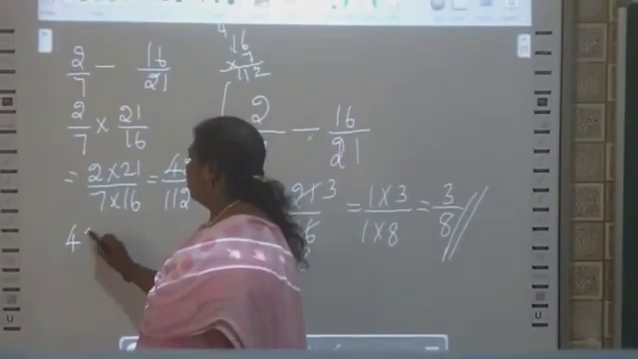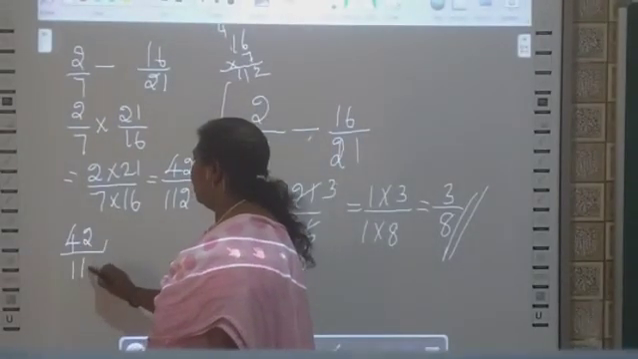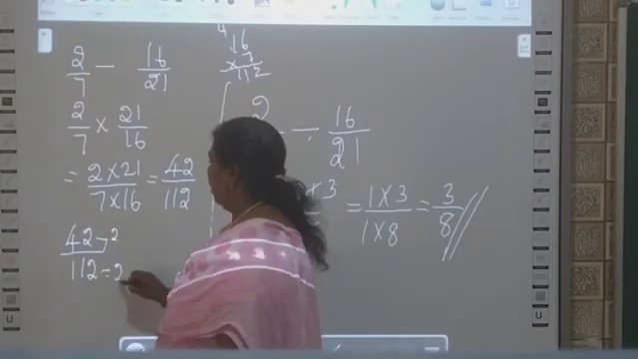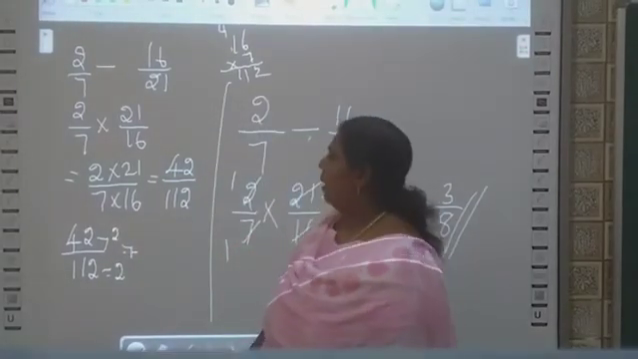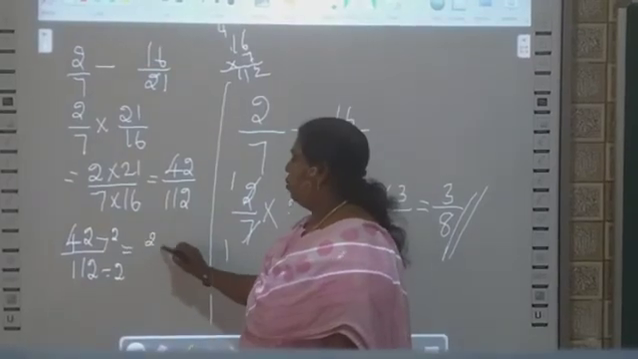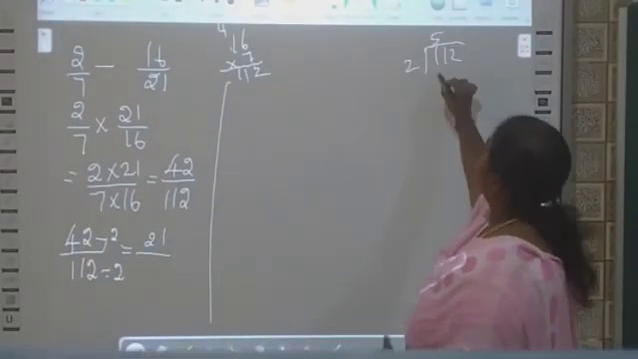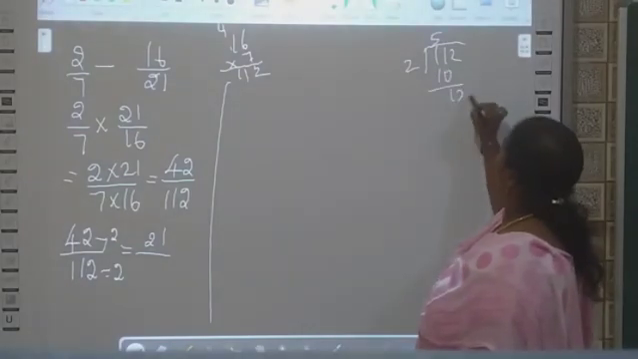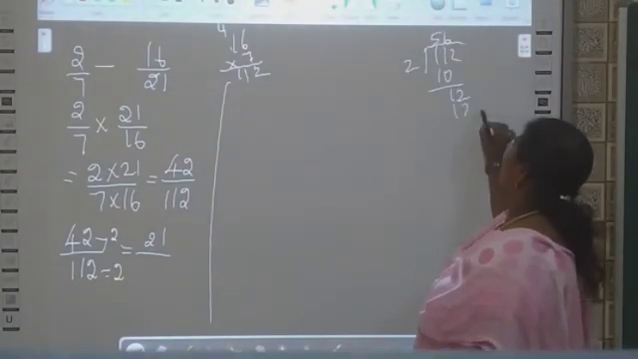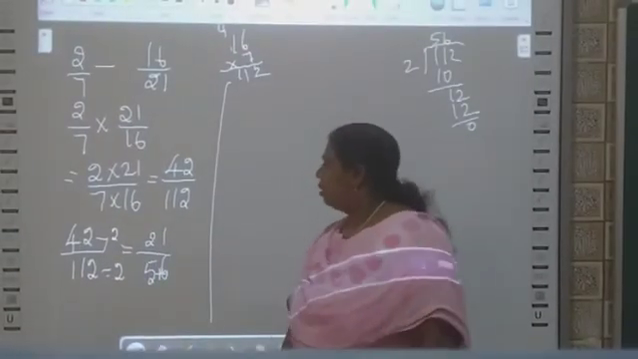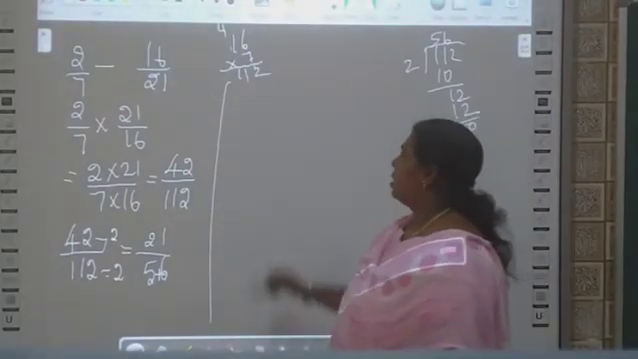42 divided by 112. If you divide by the second table, what will we get? 42 divided by 2 is 21. 112 divided by 2: 5 times 2 is 10. Then 12, how many times? 6. 6 times 2 is 12. Then 56 will come. 21 divided by 56.